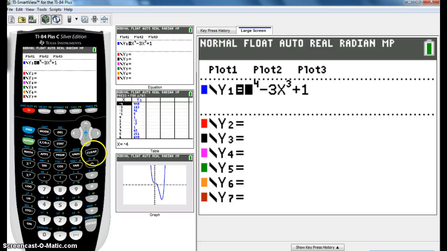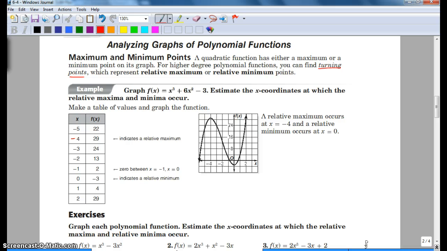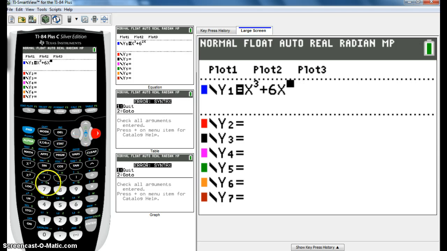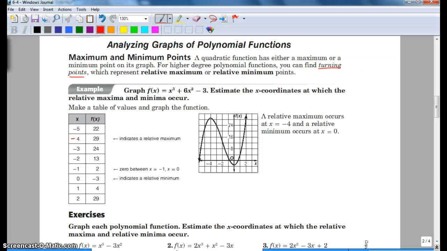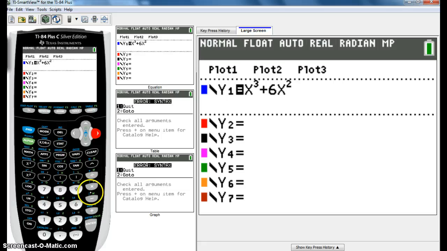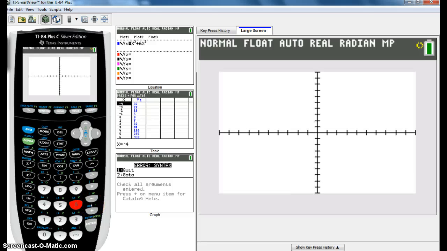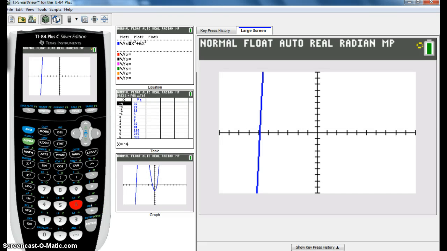So y equals, let's type in our function, x to the third plus 6x squared, fix that, and then minus 3. Okay, zoom 6. And as anticipated, it is going to take the shape of a cubic.